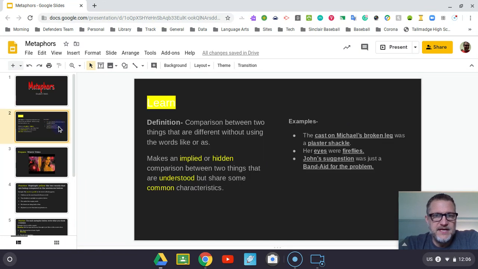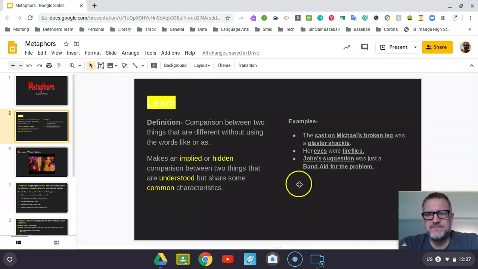Okay, so for the first thing, when you open this slideshow, it's going to start by talking to you a little bit about what a metaphor is. A metaphor is kind of like a simile. They go together, but the big difference is that a metaphor compares two things that are different, but it's not going to use the words like or as, the way a simile does. Again, you're making a comparison. It is either implied or hidden, and they are comparing two things that share common characteristics.